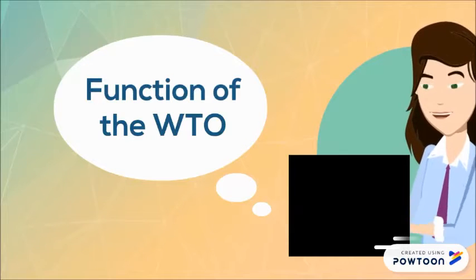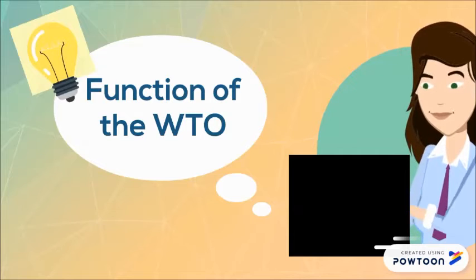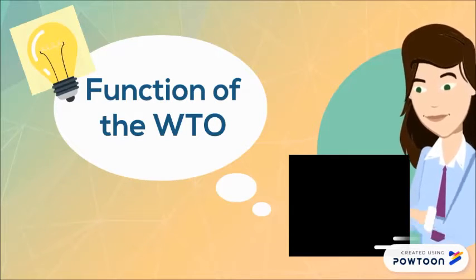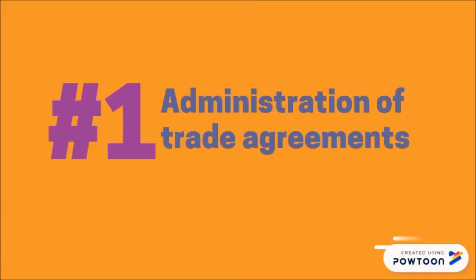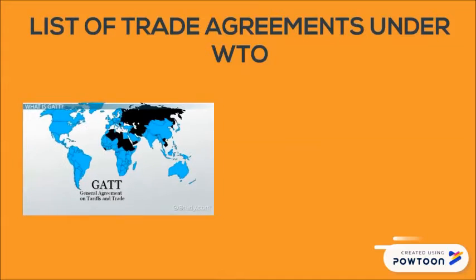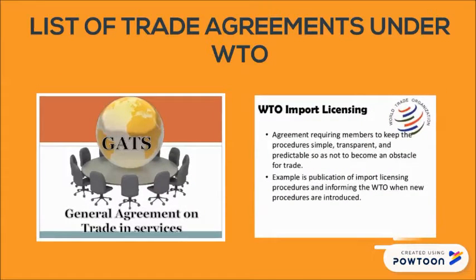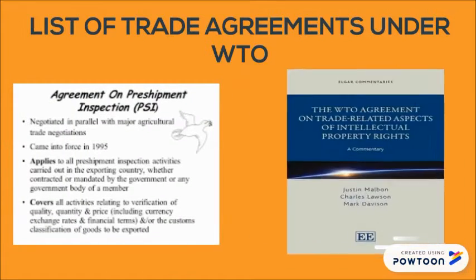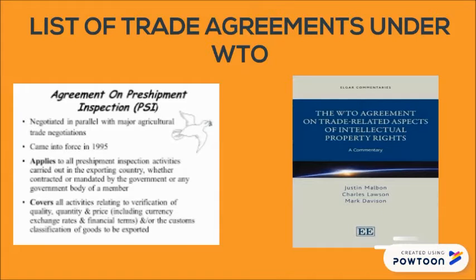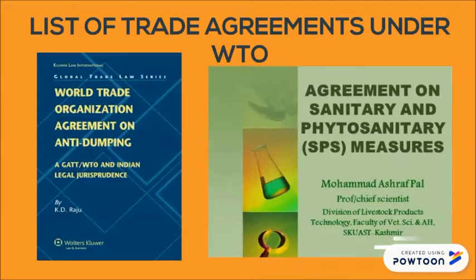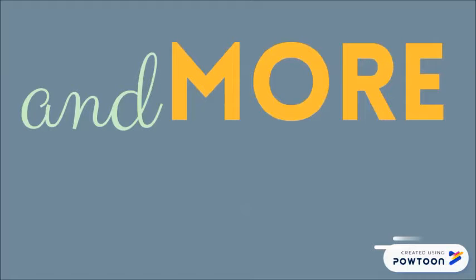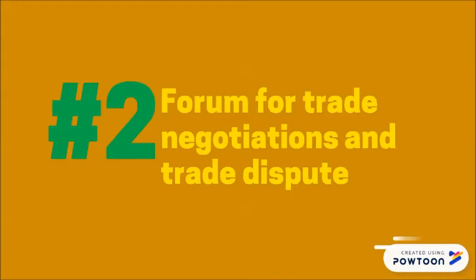Functions of the WTO. Number 1. Administration of trade agreements. List a few trade agreements under WTO. Number 2. Forum for trade negotiations and trade disputes.